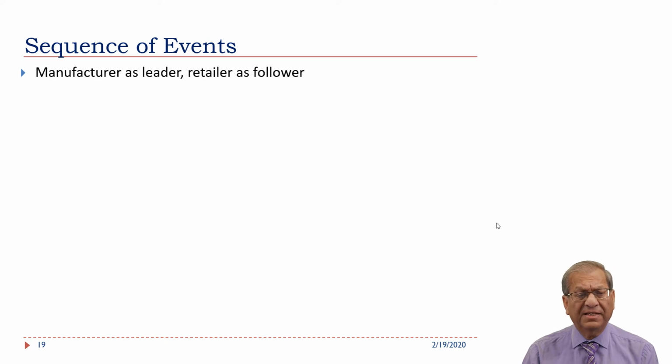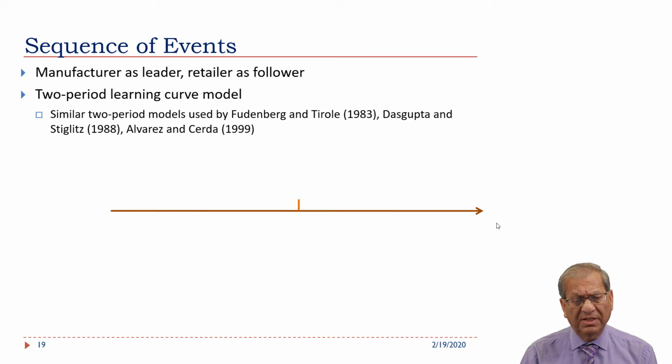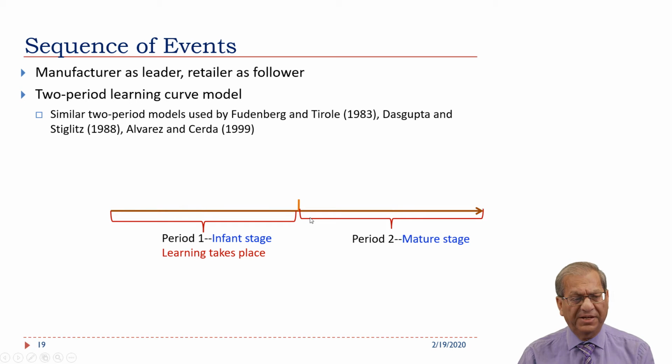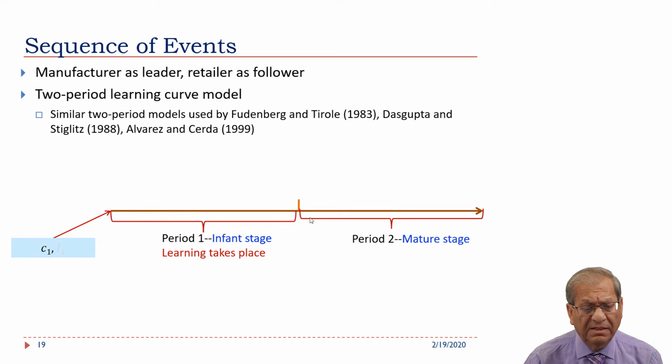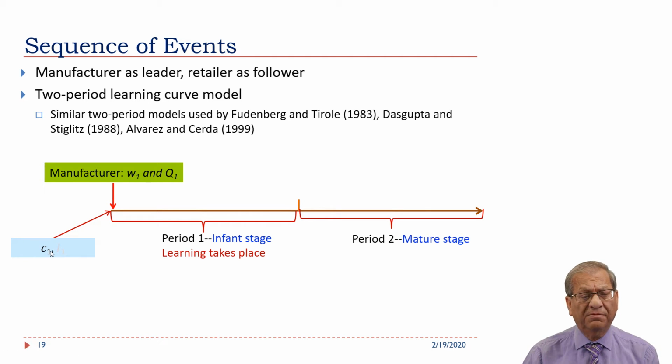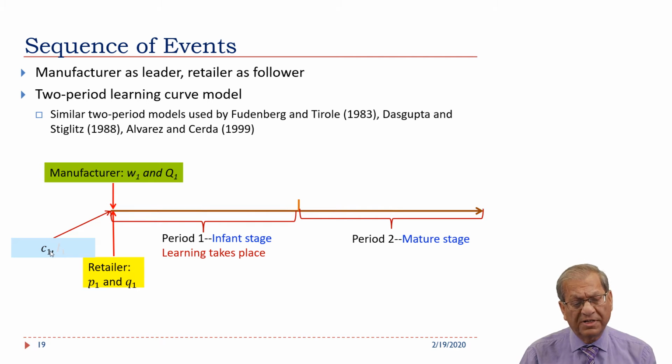The sequence of events is as follows. Two-period learning curve model. The first period, as we call it, is the infant stage where the learning takes place, and the second period is the mature stage. At the beginning of period 1, both manufacturer and retailer observe the cost of production, which is C1. After they observe C1, the manufacturer announces the wholesale price w1 in period 1 and a production quantity Q1. Given these quantities, the retailer then decides on the retail price p1 and order quantity q1.